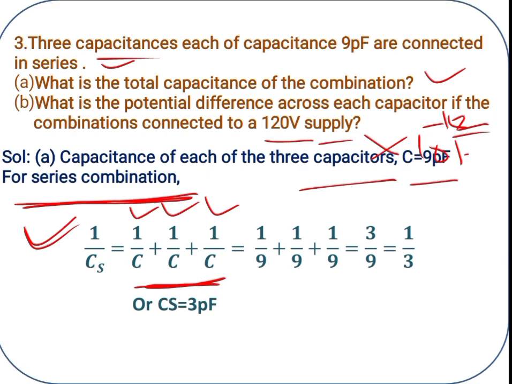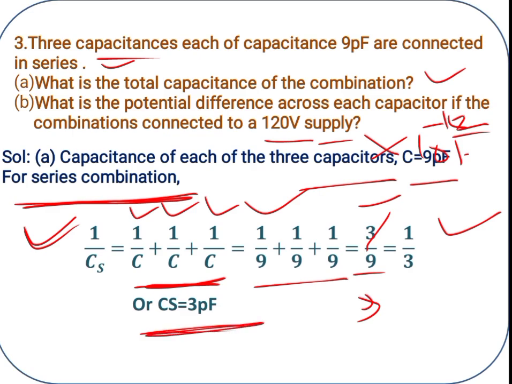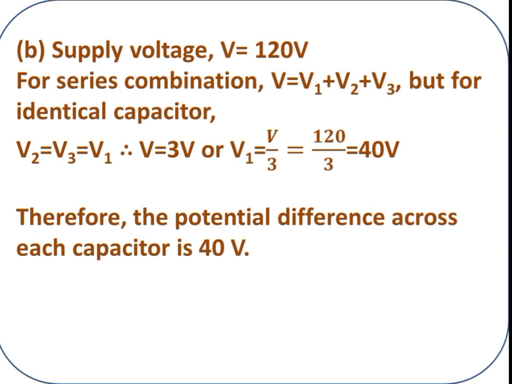Substitute the values of the capacitors. So how much is it? 9 for each. After substituting, simplify, 3 by 9 we will get. Okay, 3 ones are 3, 3 nines are 9, so 1 by 3, or capacitance in series is 3 picofarad. This is the answer.